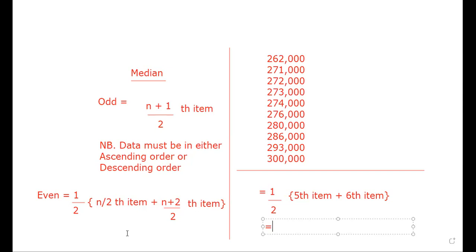Yes. So we want to substitute the number of observations that we have into the formula. The formula is 1 over 2 into the first part, where we have n over 2th item. We want to deal with the first part alone. N is the total number of observations, which is 10. So where there is n, you put 10, so in the first part you will have 10 divided by 2.